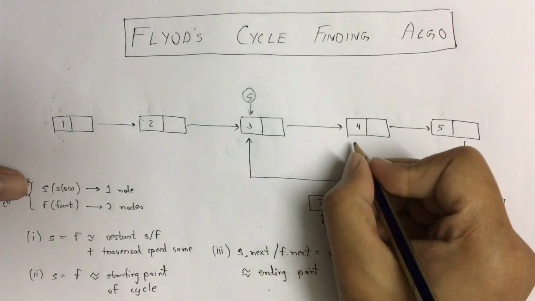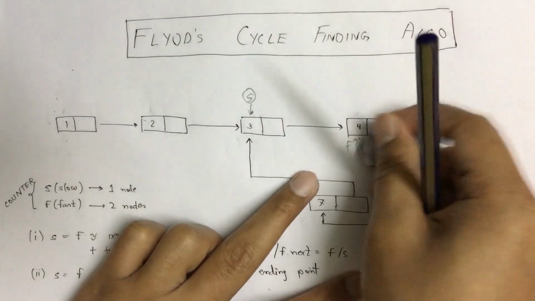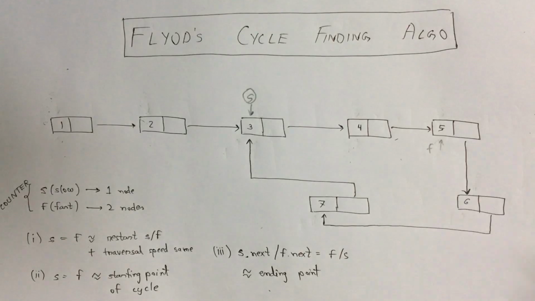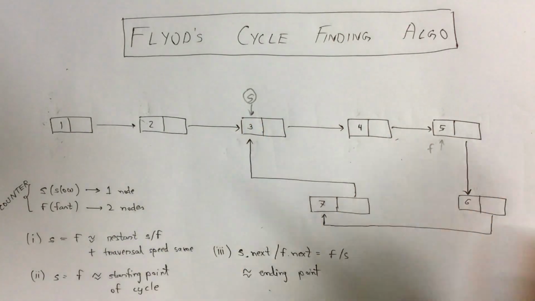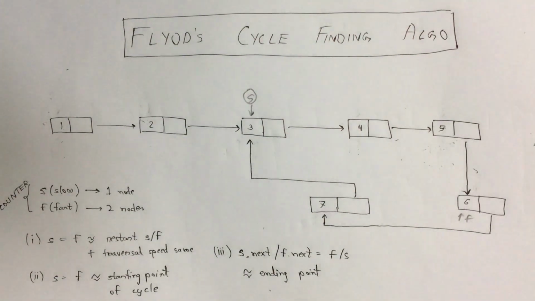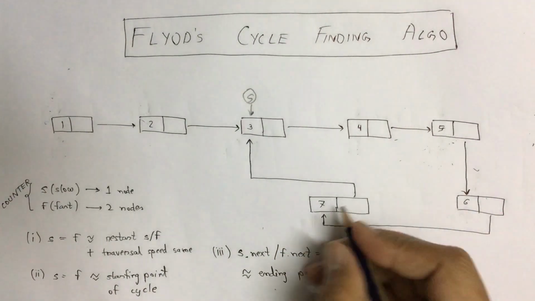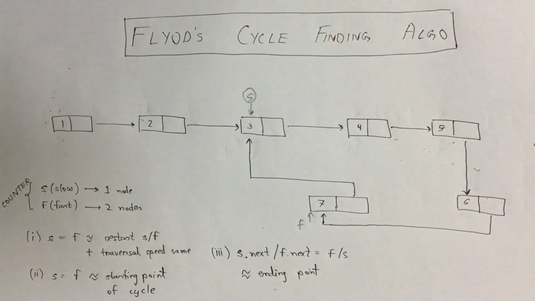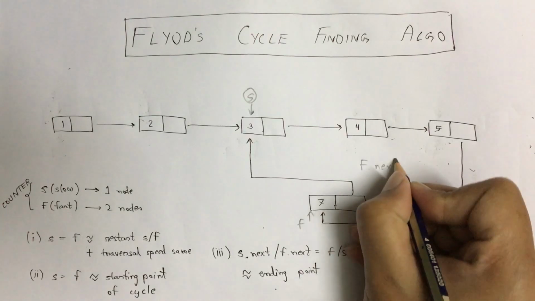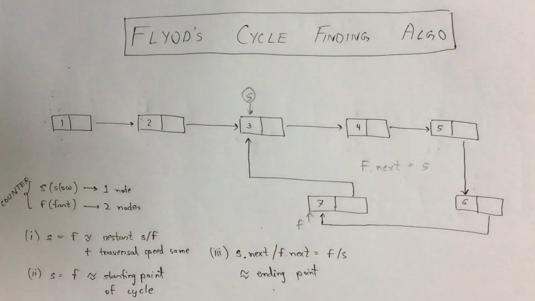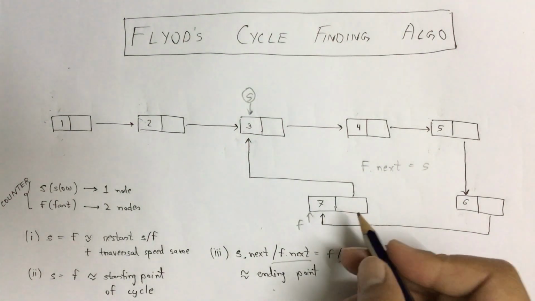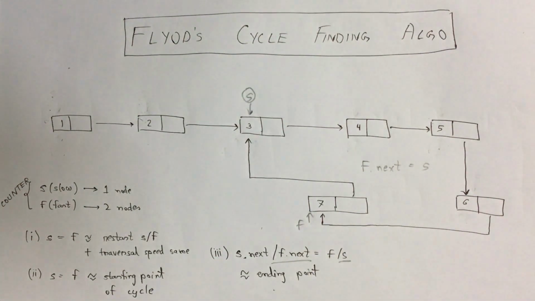So you move the fast counter from 3 to 4, and in the next iteration you move the fast counter from 4 to 5, all the while keeping the position of the slow counter fixed. Then you move it from 5 to 6, and then you move it from 6 to 7. Now at this point you can see that f.next is going to equal s. So what this denotes is that this is the ending point of the cycle.